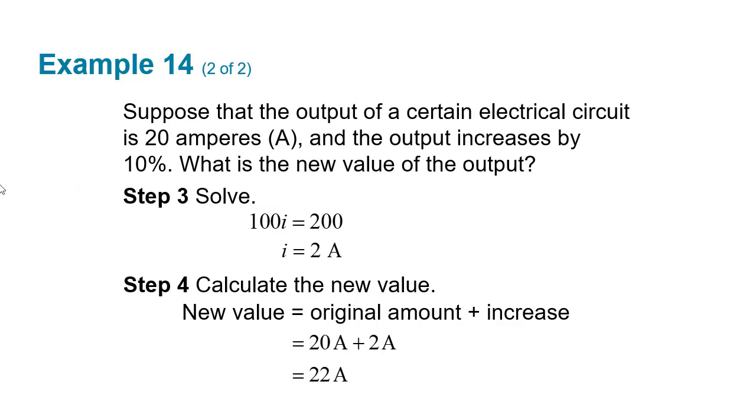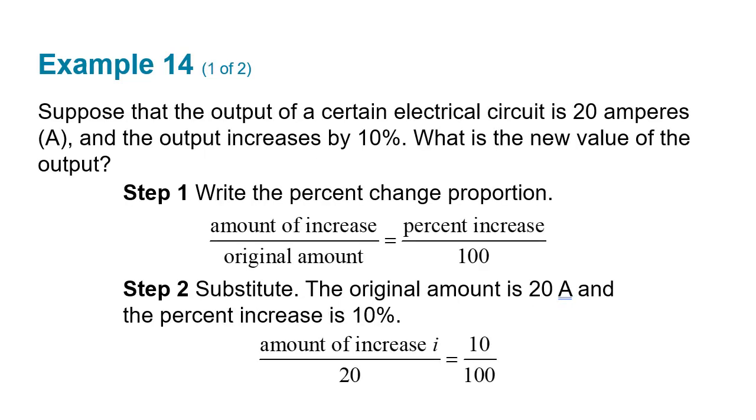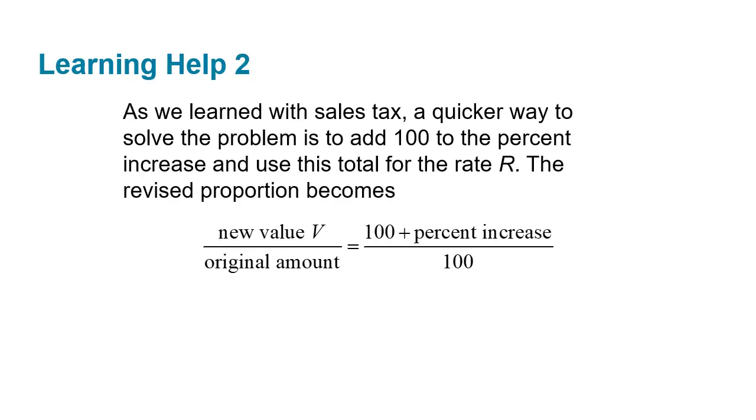Which I'm sure you were all just going, come on. I know that if I increase something by 10%, I literally just take 10% of 20. So 20 times 10% and get 2. We don't always have to set up things with these silly little proportions. It's just when the math is more complex.